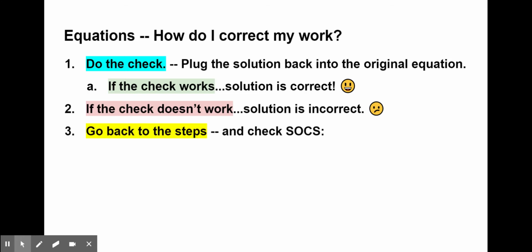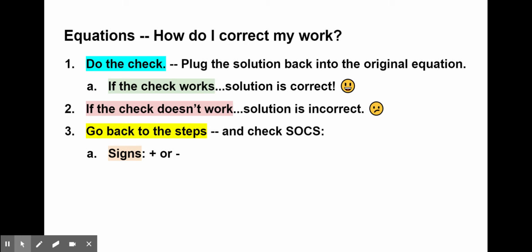But how do we actually go back and fix our work? Well, we should go back to the steps of our equation and see if they are actually right. So we're going to use an acronym, SOCKS. That means that the letters are going to represent words. So we're going to check our SOCKS when we go back to the steps. The first one that we should do is that S for signs, positive or negative.